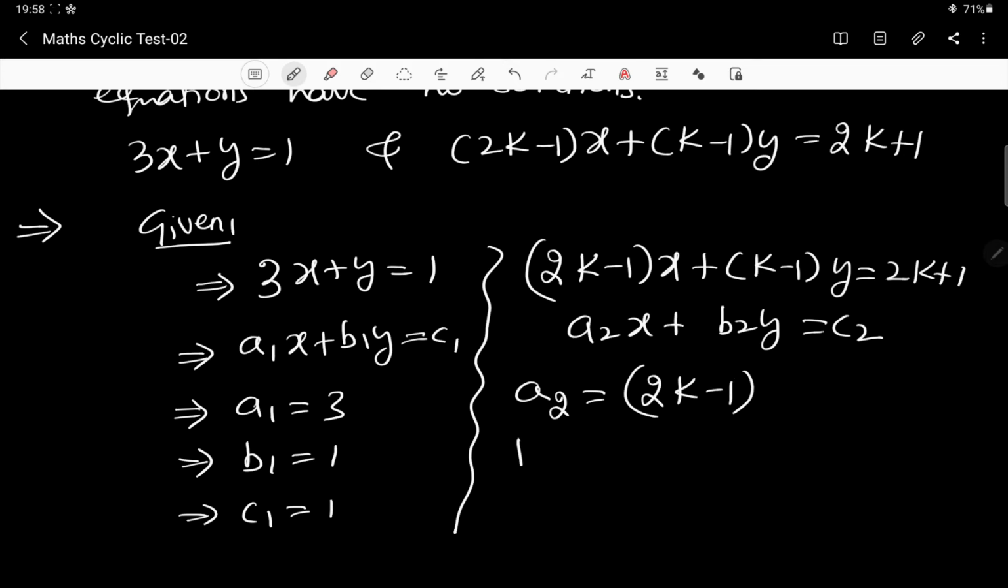And the b2 value we get is k minus 1, and the c2 value we get is 2k plus 1. Just compare, no? Look at this. With x, 2k minus 1 is there, that is nothing but a2. With y, k minus 1 is there, that is b2, and equal to c2 means 2k plus 1. Anyway, we are not going to use this c1 and c2.